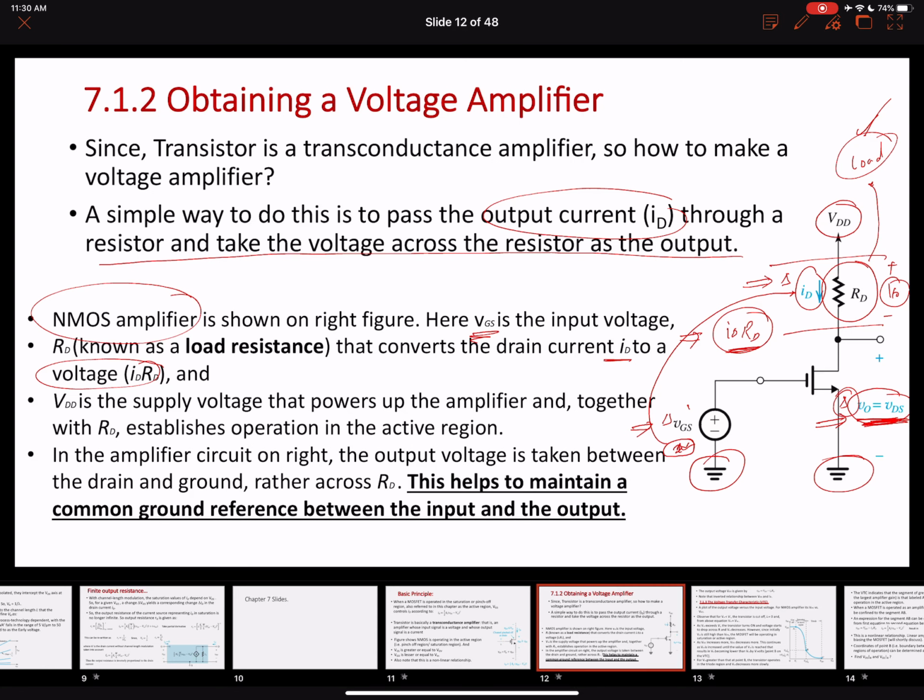Okay, and this is what we just talked about. Rather than taking the output across a load resistance, we are taking it as VDS to provide a common ground for the input and the output.